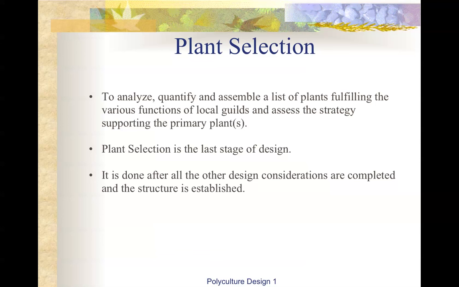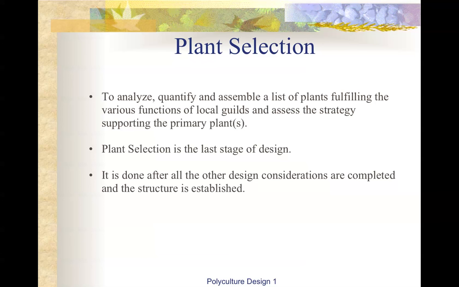The plant selection is the last stage of design. This is what we do after we've done our structure. We know the types of plants and where they're going to be placed and the number of plants that we need. We have a plant list that lists all the plants on the design by their type, and then we start to divide out those types of plants within different species of plants.